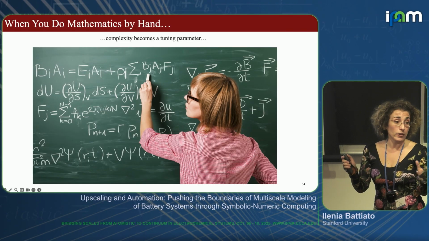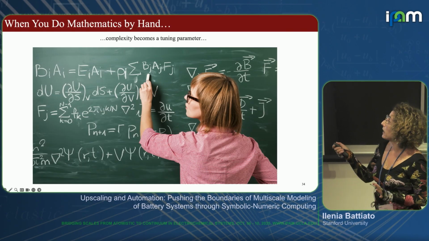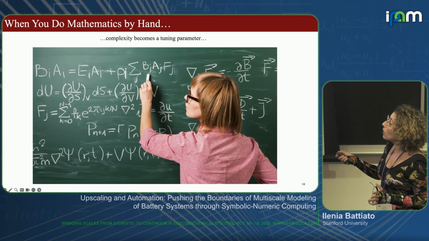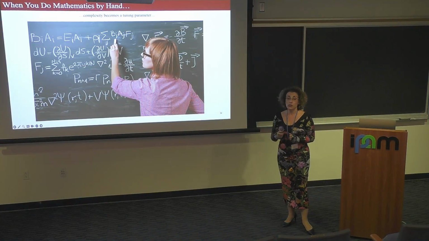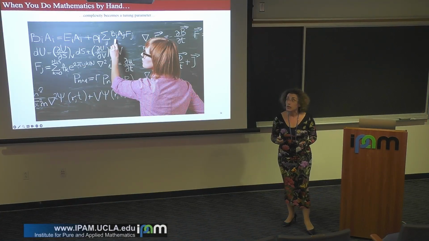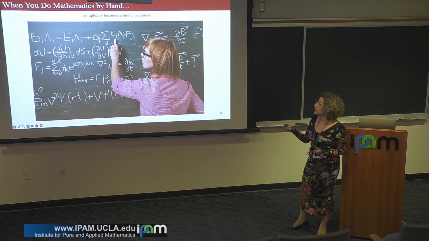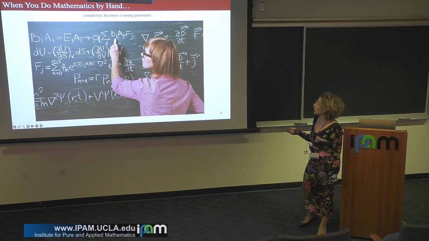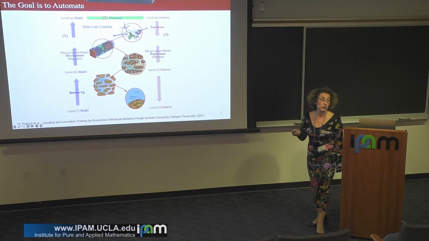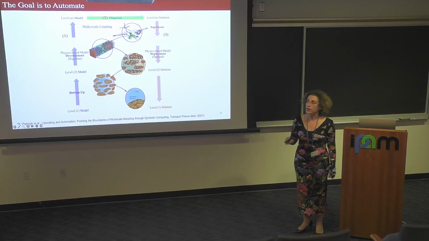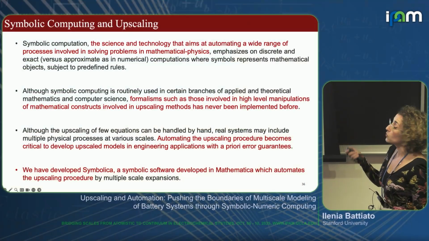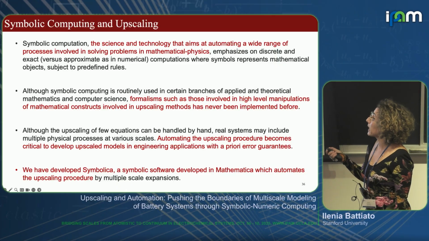And there is no problem with it. There is really no problem with it. We love it. But the only problem is that when you do math by hand, really complexity becomes a tuning parameter. And because I was so wounded by that comment, we really didn't want to have complexity as a tuning parameter anymore. And that's when we decided that the goal was to automate. We wanted to automate this framework. And so what we did was to look at symbolic computing and upscaling.